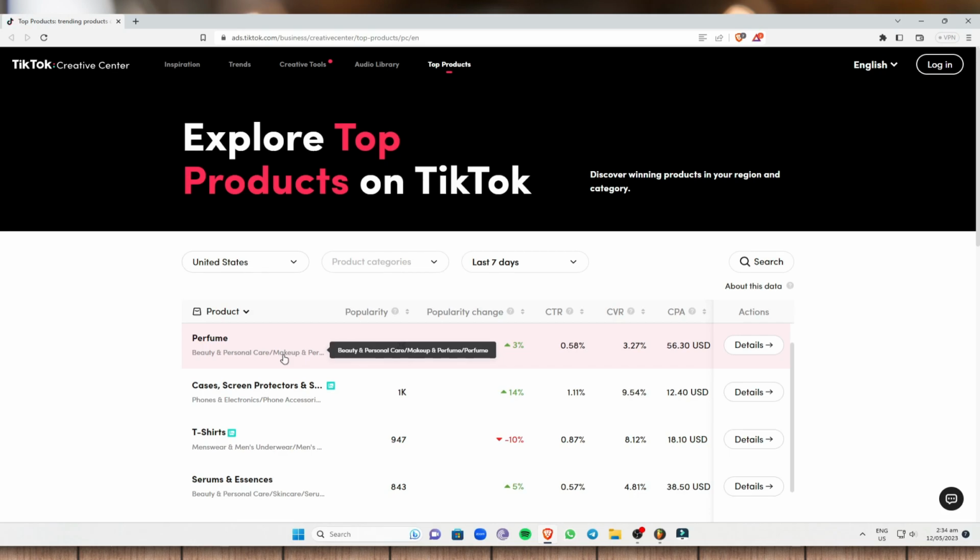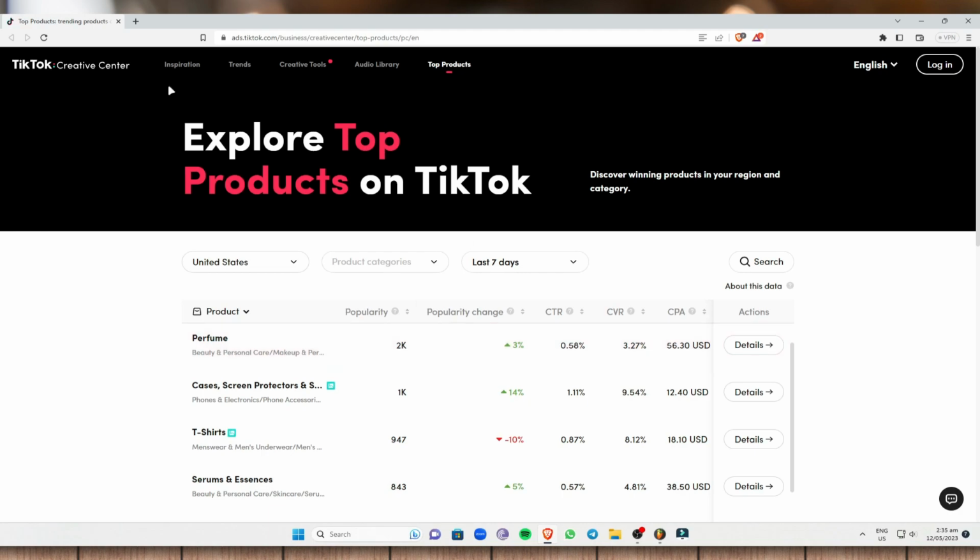So for now, the popularity right here is the number of ad creatives featuring this product or subcategory. So you have a total of 2,000 advertisers who are now selling this product. And next is the popularity change. So this is the difference in number of ad creatives featuring this product or subcategory over the period you selected. As you can see right here, over time, this product has changed in popularity by around 3%. So I think that is good.